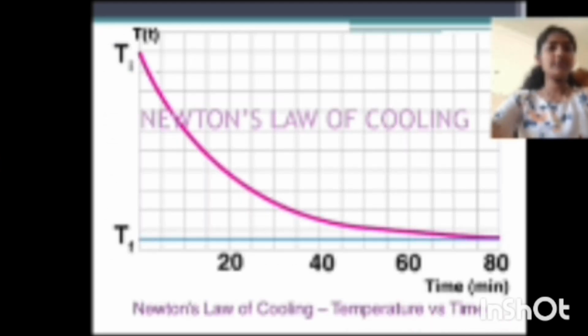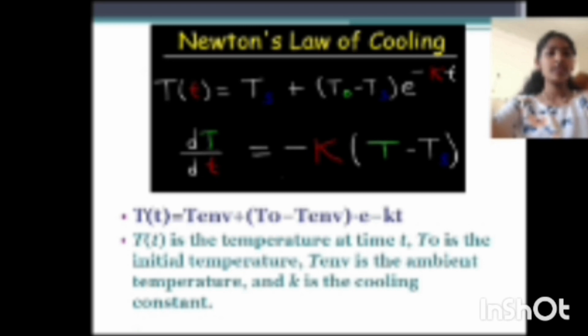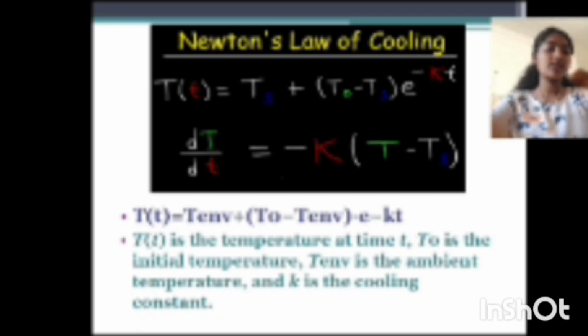Now, what is Newton's law of cooling? Newton's law of cooling is the rate of change of temperature of an object is proportional to its own temperature and the ambient temperature. This is the formula of Newton's law of cooling, where T is the temperature at time t, T0 is the initial temperature, TENV is the ambient temperature, and K is the cooling constant.